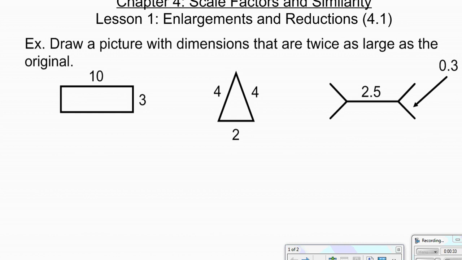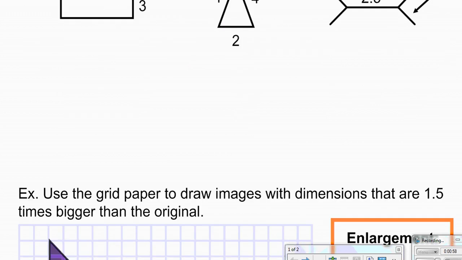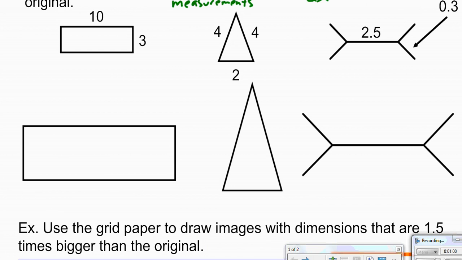So your first problem is to draw new pictures with dimensions. And when I say the word dimensions, what we mean is measurements that are twice as large as the original. So they need to be 2 times as large. So I'm going to pause this and redraw these shapes, and then we're going to use our scale factor. Okay, look at that. Magic.